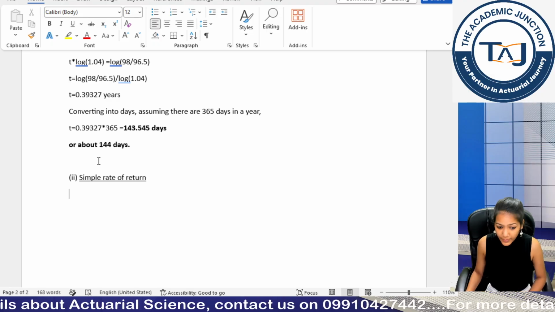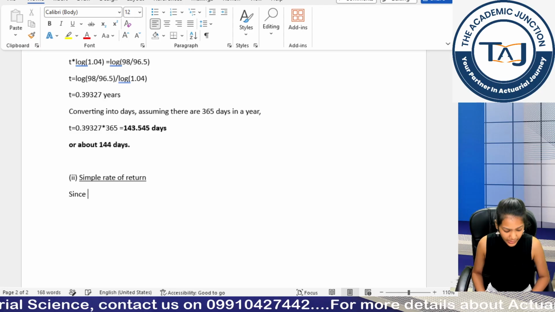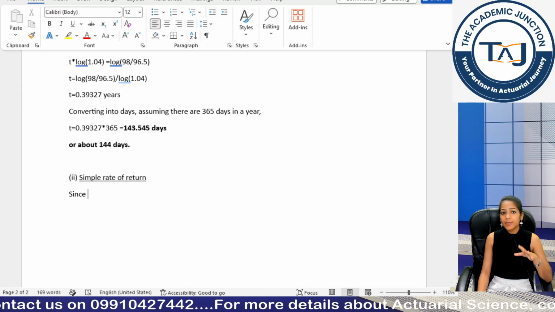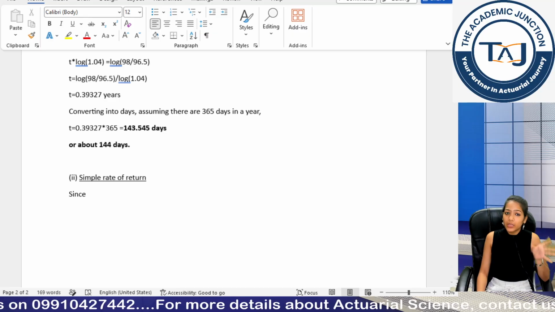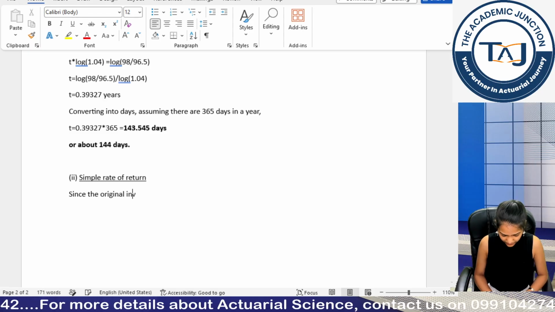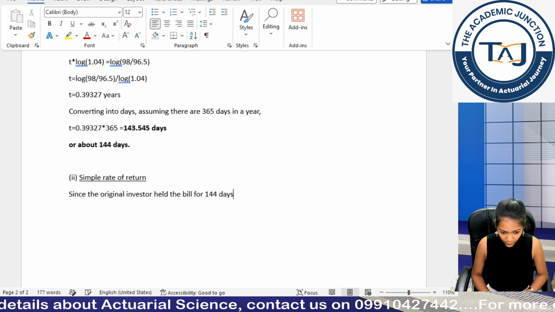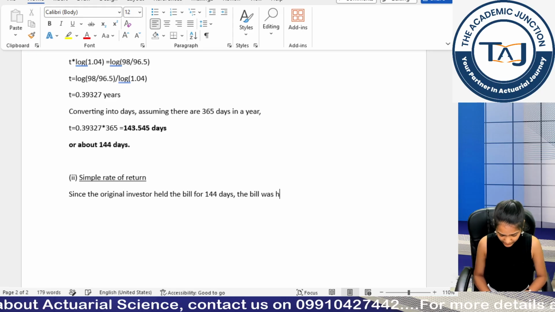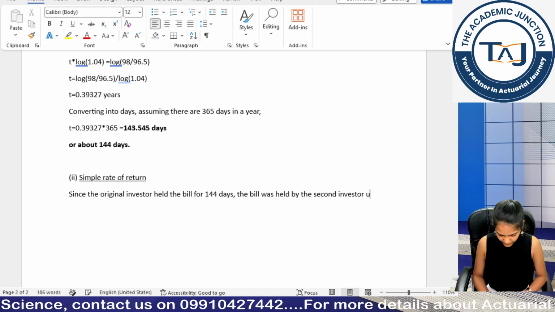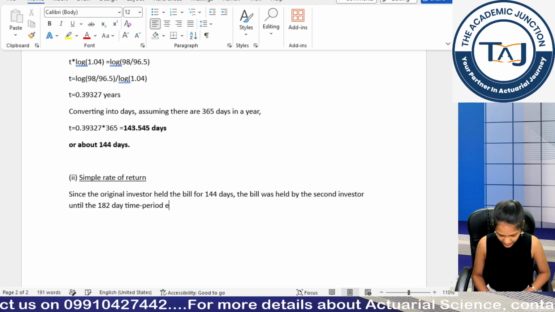So we know that we are getting. Now we are talking about the second investor. Since the first investor held its treasury bill for 144 days and the total time was 182 days, the remaining portion, first we will calculate the remaining time. Since the original investor held the bill for 144 days, the bill was held by the second investor until the 182 day time period is exhausted.